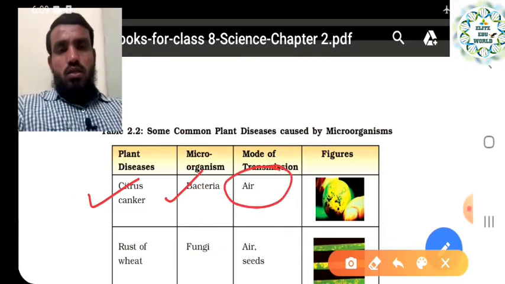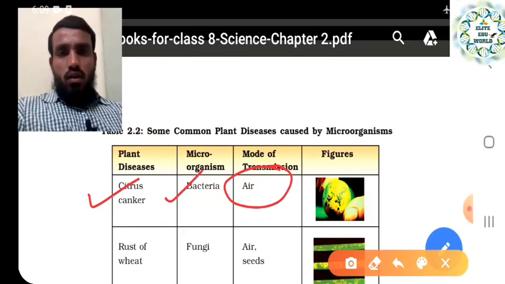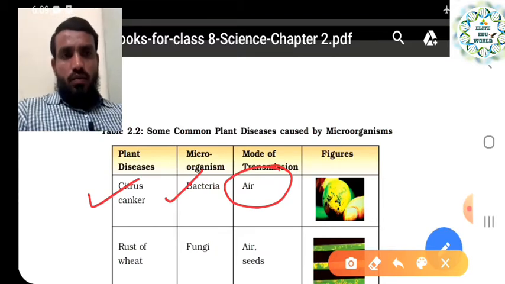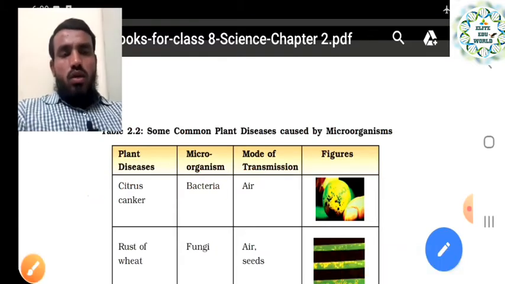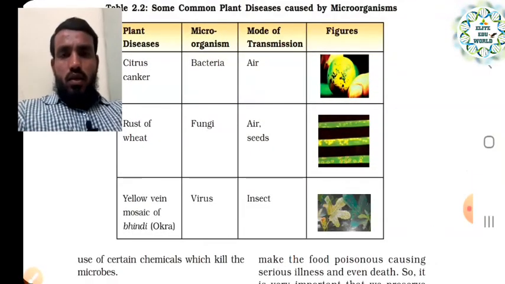Here the mode of transmission is air. The bacteria of this disease, citrus canker, can travel from one plant to another plant with the help of air. So air is the mode of transmission, and this is the figure showing how it affects the plant. The next disease we can see is rust of wheat.